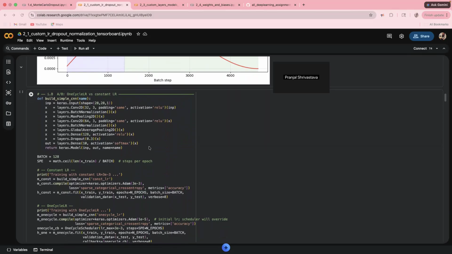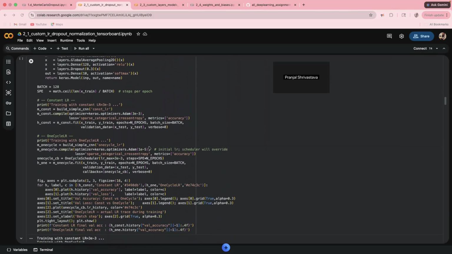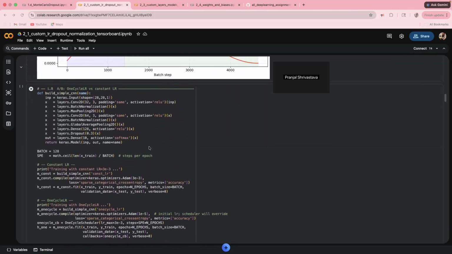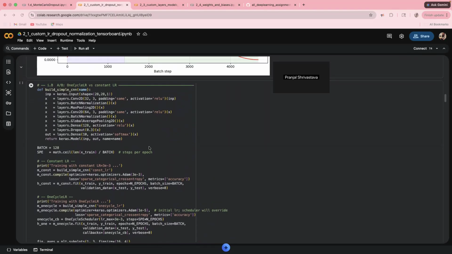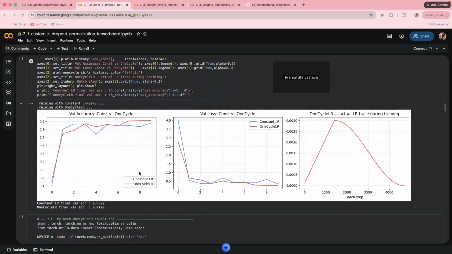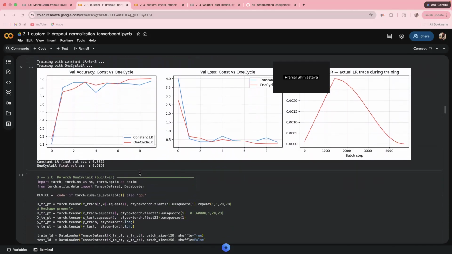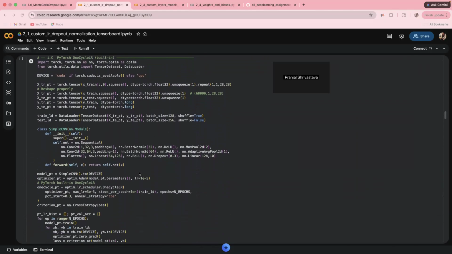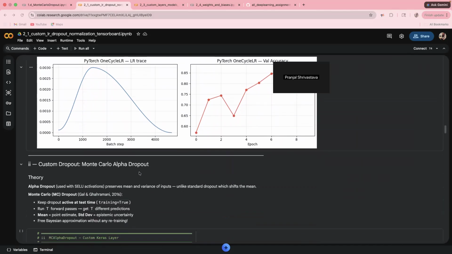Next we have this, which is all about the one cycle LR versus constant LR. You can see the validation accuracy curves here, and the PyTorch one cycle that I have just mentioned.